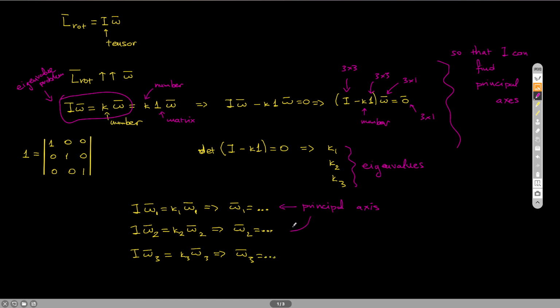And that is it. You have all 3 principal axes, and you know that if your angular velocity vector is along one of these 3 principal axes, then the rotational angular momentum will be pointing in the same direction. Referring to the eigenvalue problem, these were the eigenvalues, and these 3 solutions are what we call the eigenvectors. So when you have an eigenvalue problem, you're looking for 2 things: the eigenvalues and the eigenvectors.